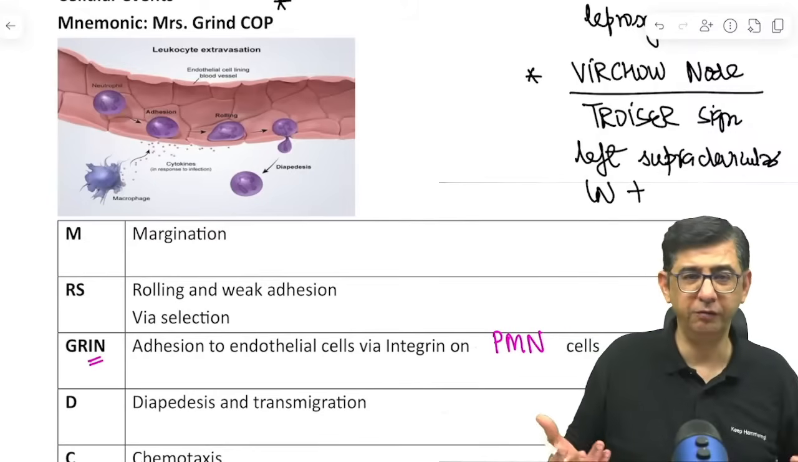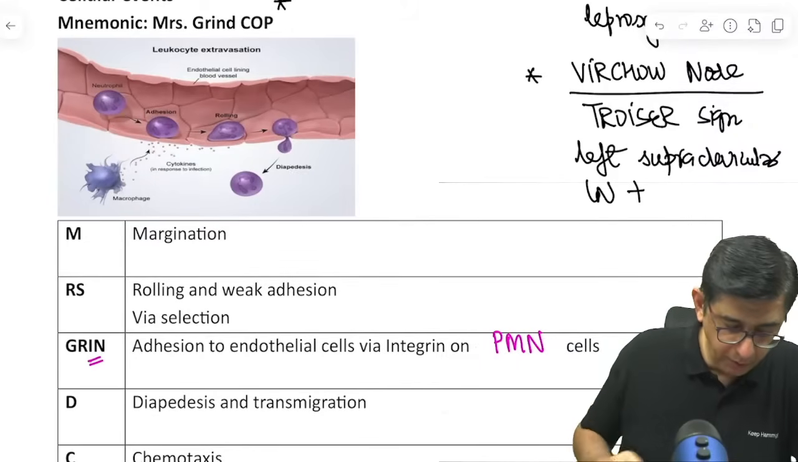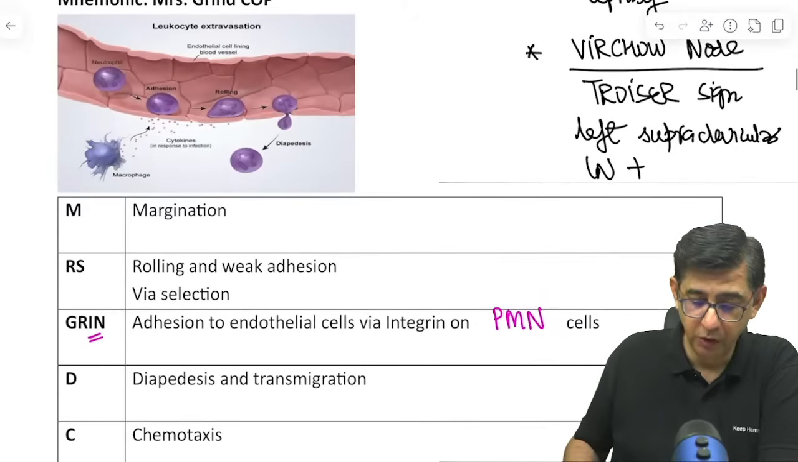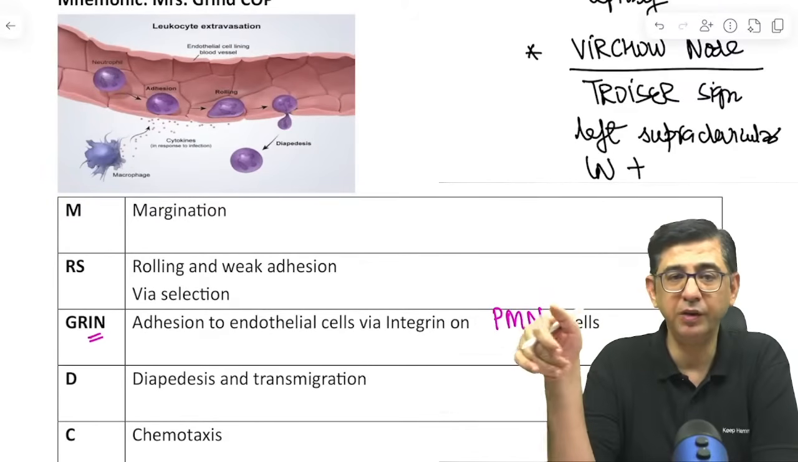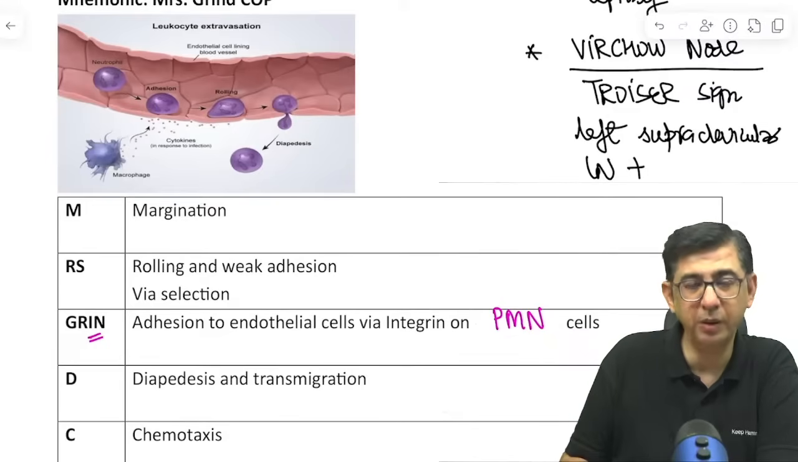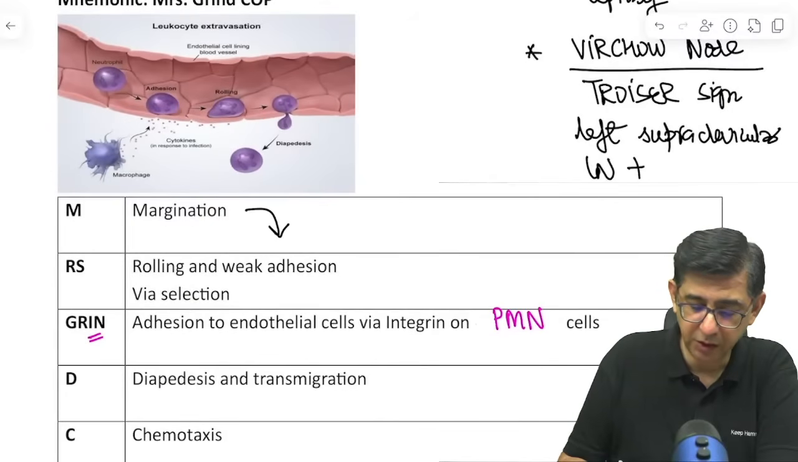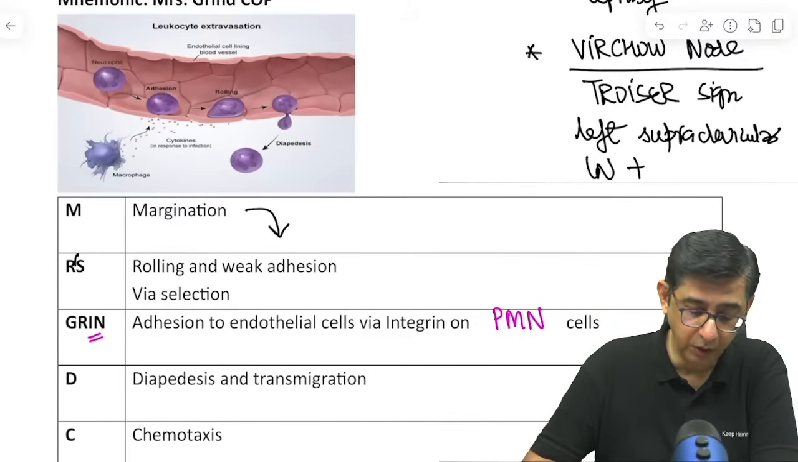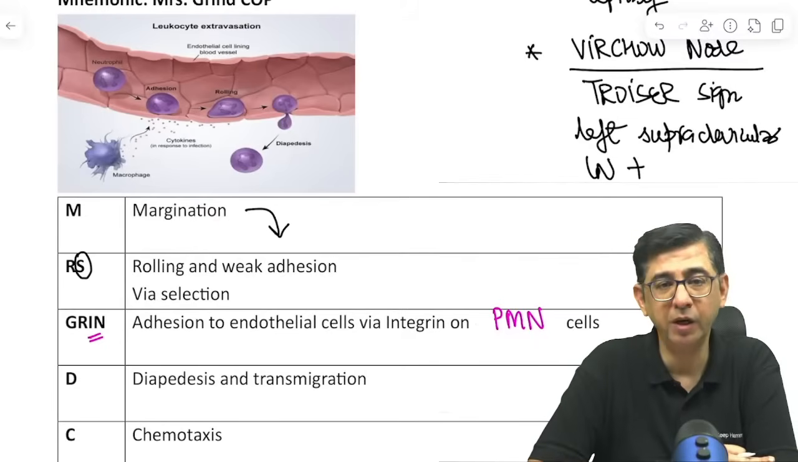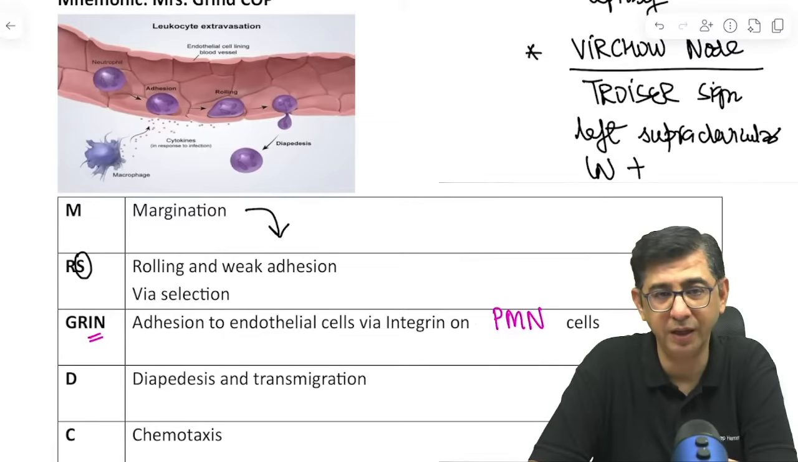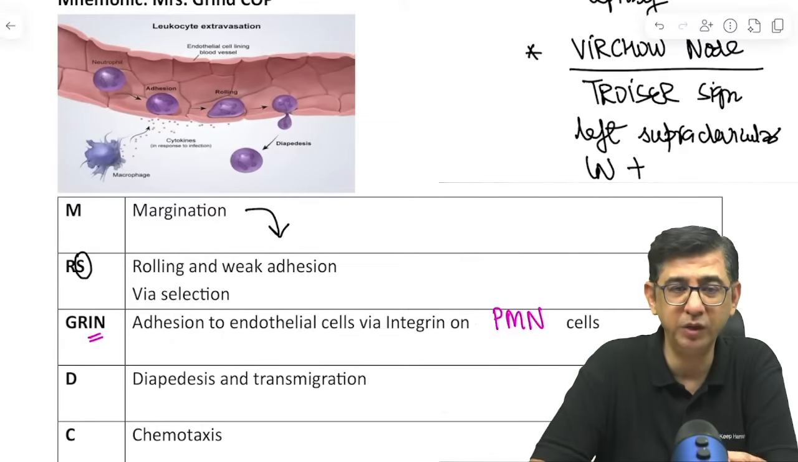Okay, so whichever mnemonic you are using, I missed yours. M Radcop or Mrs. Grindcop, whichever way. The initial step would be that cells move outward, that is margination. Initially the cells are flowing in the center, now they will try to move towards the periphery, which is called margination, after which they will roll and show a weak adhesion via selectin. We will study selectin, the CD markers, later. So in Mrs., margination, rolling, and then via selectin it is going to attach to the endothelial lining.